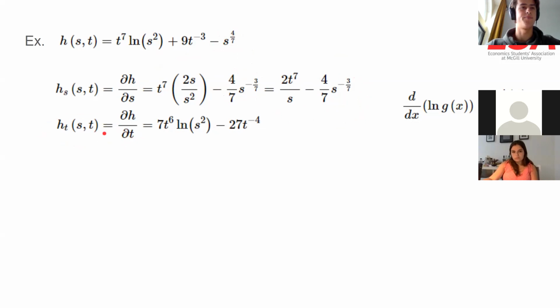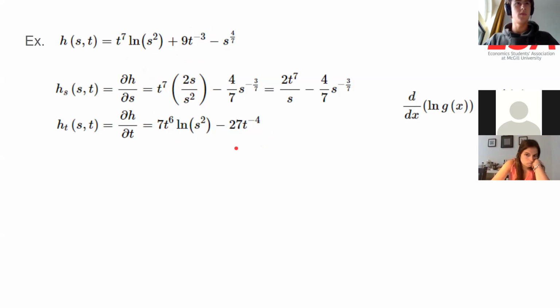Here again, the partial derivative with respect to t will not consider this argument, or will consider it, but because it is a constant, it becomes 0. For the rest, the natural logarithm of s squared is treated as a constant again and is not differentiated, but the t to the 7th will be: the 7 comes forward, decrease the power by 1, and the same thing here for 9t to the minus 3, sorry.